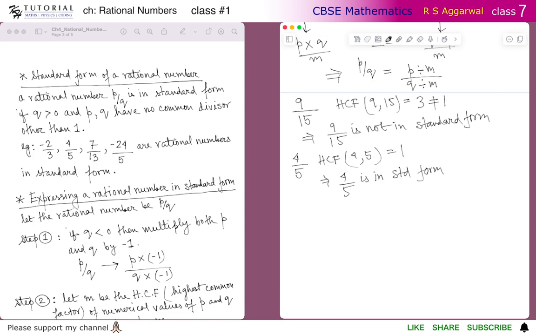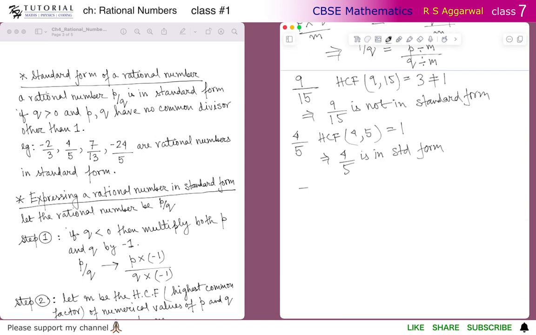Let's say minus 6 by minus 3, is it in standard form? Now you might say that the denominator here is minus 3, and so it is not in standard form. One second.